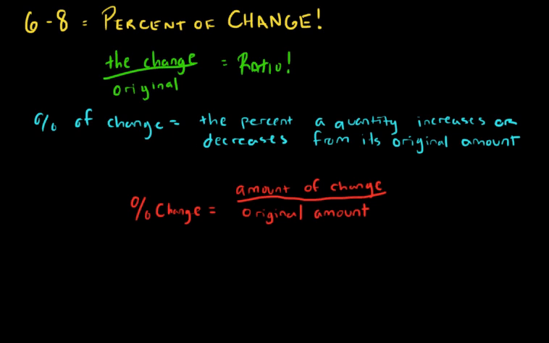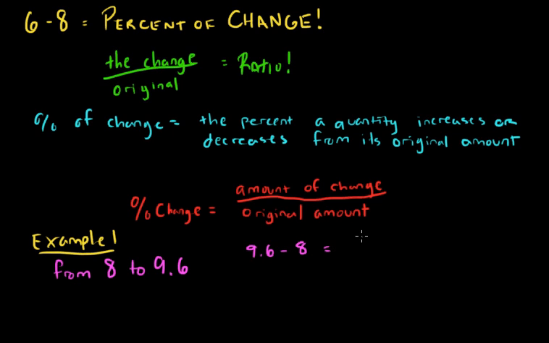So let's do an example real quick. I'm going to switch back to yellow because I like yellow. So example 1. Let's say we want to find the percent increase from 8 to 9.6. So we need to find the amount it changed by and divide it by the original amount. Well, the amount it changed by is just the difference between the two numbers, and when we think of difference, that's subtraction. So that's 1.6.